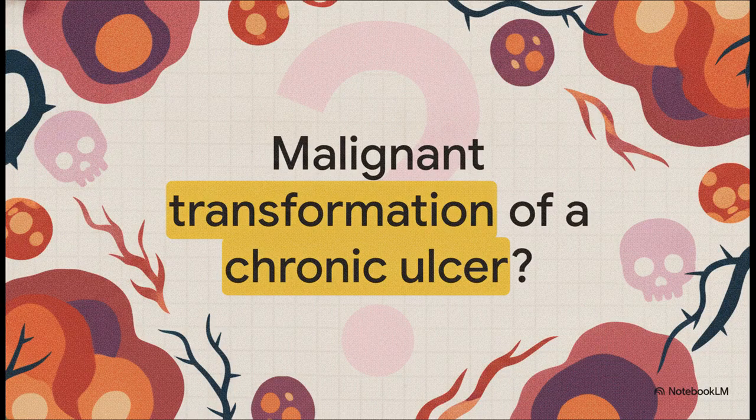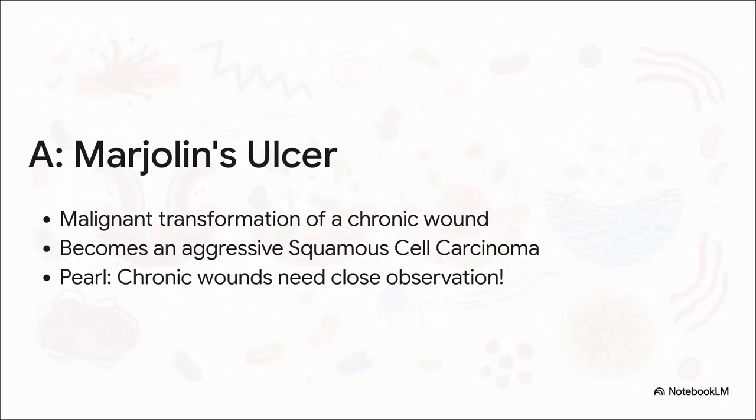Chronic, non-healing lower extremity ulcers can occasionally undergo a malignant transformation into an aggressive squamous cell carcinoma. What is the historical clinical name for this? A. Marjolin's ulcer, B. Cushing's ulcer, C. Curling's ulcer, or D. Cameron's lesion? That would be A. Marjolin's ulcer.